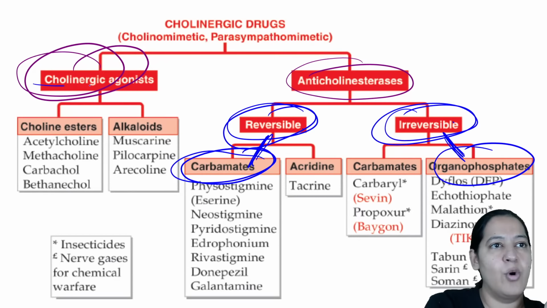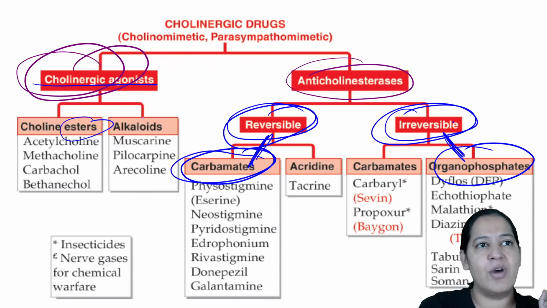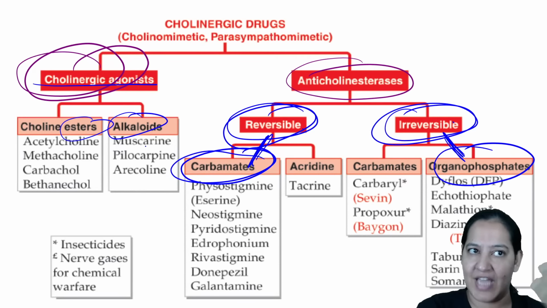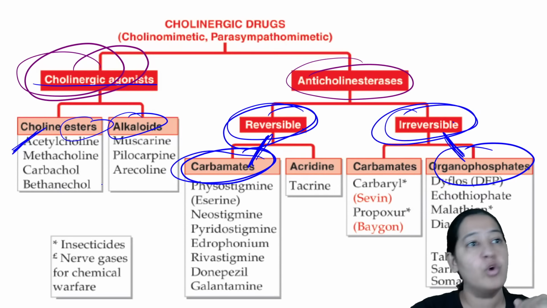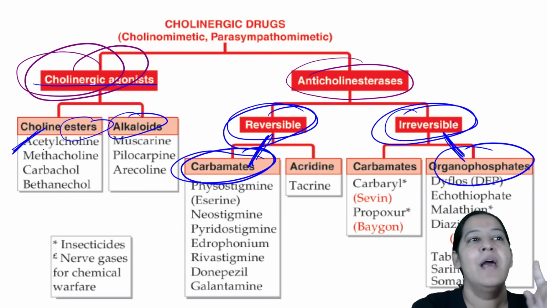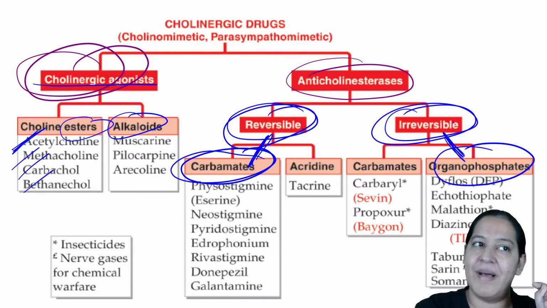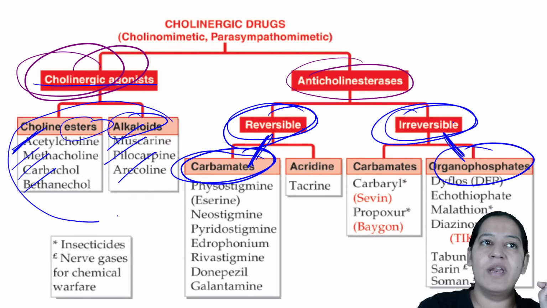In cholinergic agonists, you will have two types, esters and alkaloids, depending on the chemical composition. So acetylcholine is the natural acetylcholine, of course. These are artificial acetylcholine: methacholine, carbachol, bethanechol. And in alkaloids: muscarine, pilocarpine, arecoline. So these are cholinergic agonists.